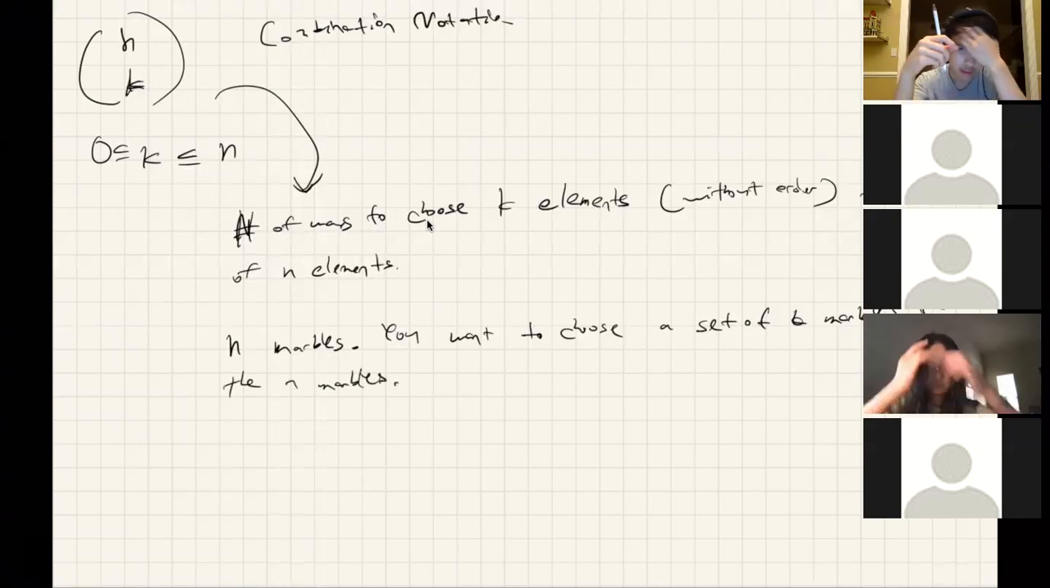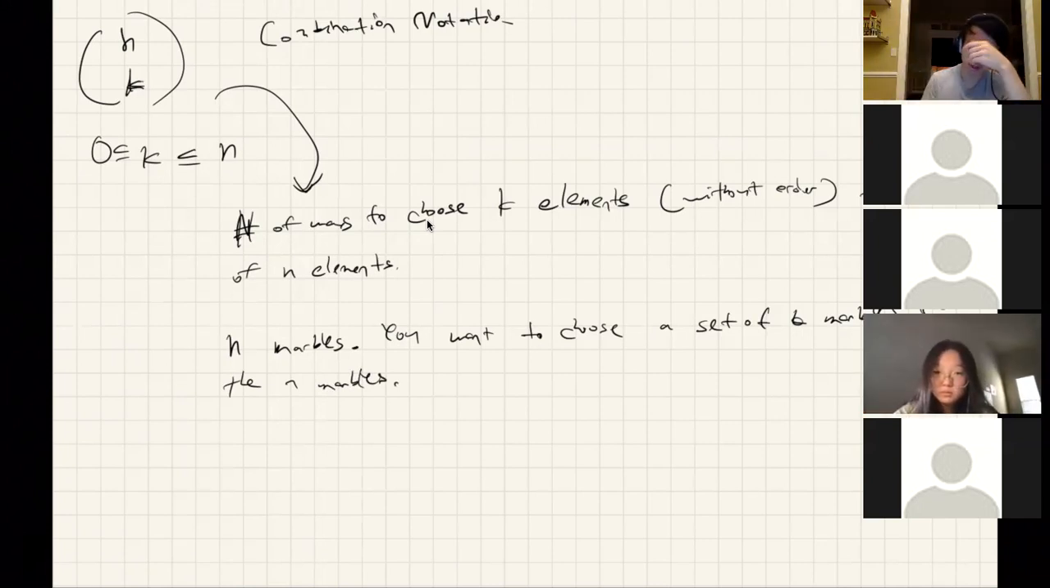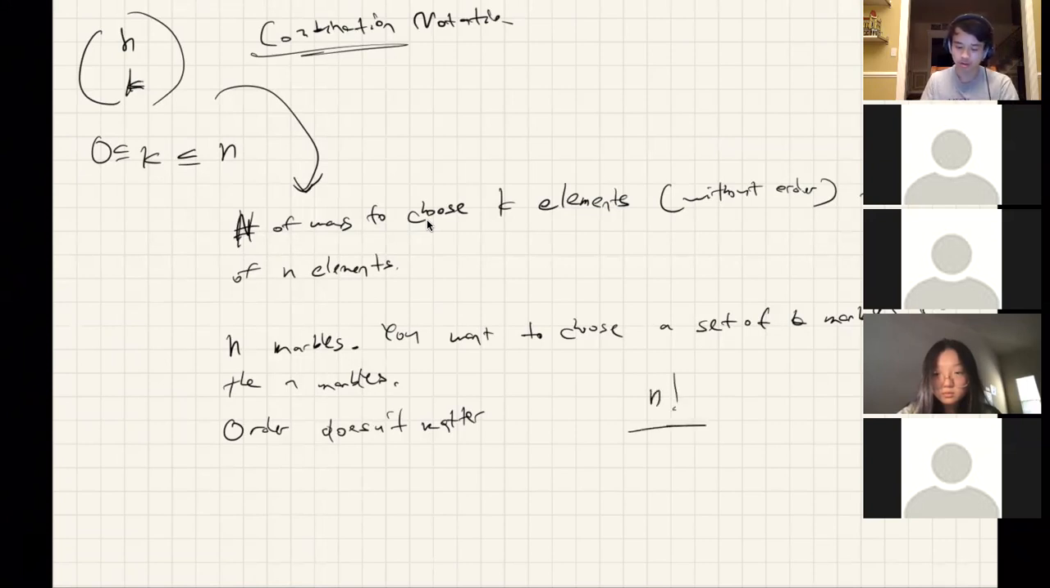To do this, you'll see that the order in which you pick out the marbles doesn't matter. It doesn't matter if you pick a particular marble first, second, third, fourth, fifth, or even last. The order doesn't matter here. So the number of ways to do this turns out to be n factorial over k factorial times n minus k factorial.